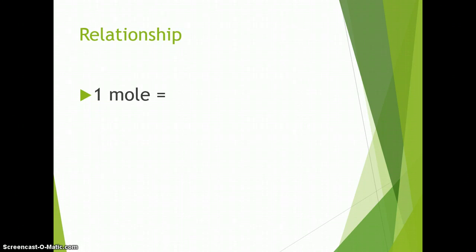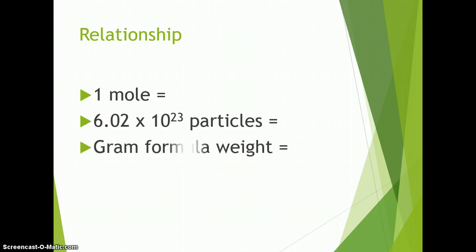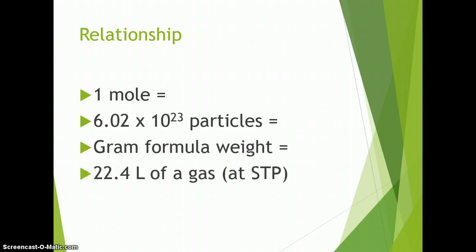And so a great summary of all these relationships is 1 mole is equal to 6.02 times 10 to the 23rd particles is equal to the gram formula weight is equal to 22.4 liters of a gas at standard temperature and pressure. So that means since they're all equal to each other, you can say 1 mole is equal to 22.4 liters. You could say gram formula weight equals 6.02 times 10 to the 23rd particles. They're all one big equivalent.